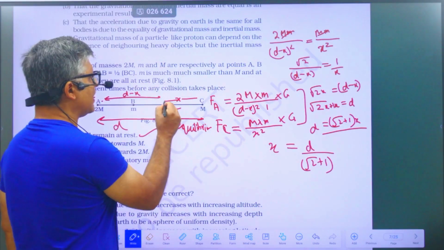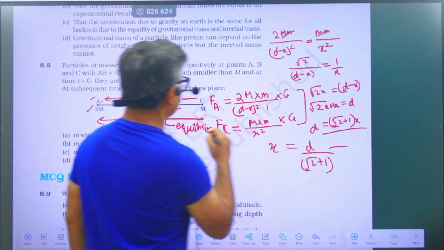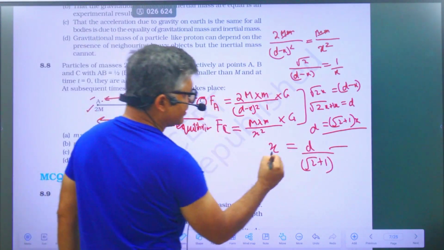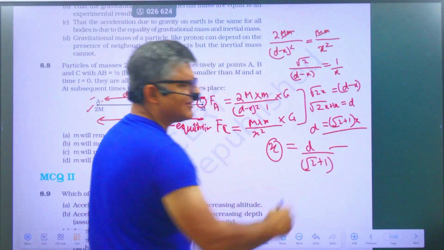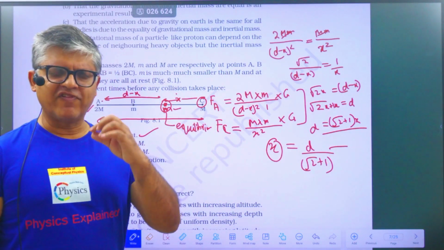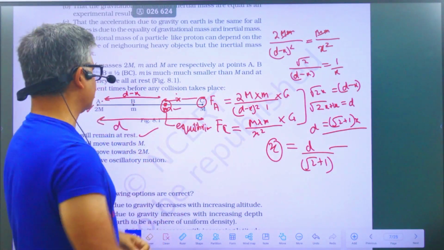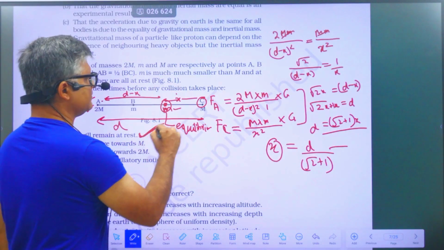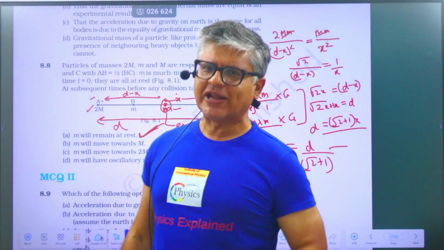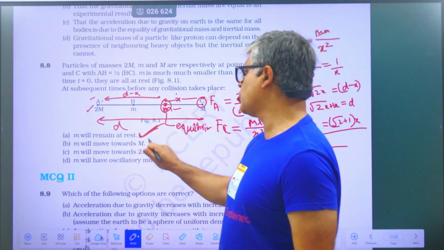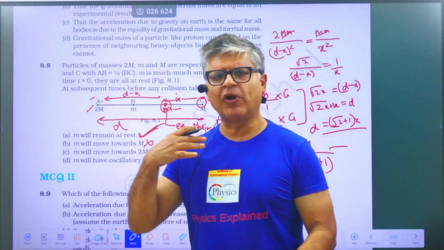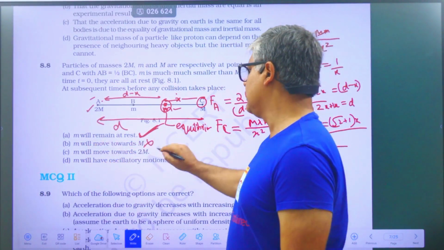So this test mass, if it is kept like this at a distance x from C, you will be able to get where the test mass is at rest. That is why this was very important. Now let's move forward to the other choices. This choice is wrong, so we don't need to worry about it because the body moved towards 2m. So B is wrong. This anyway was right.